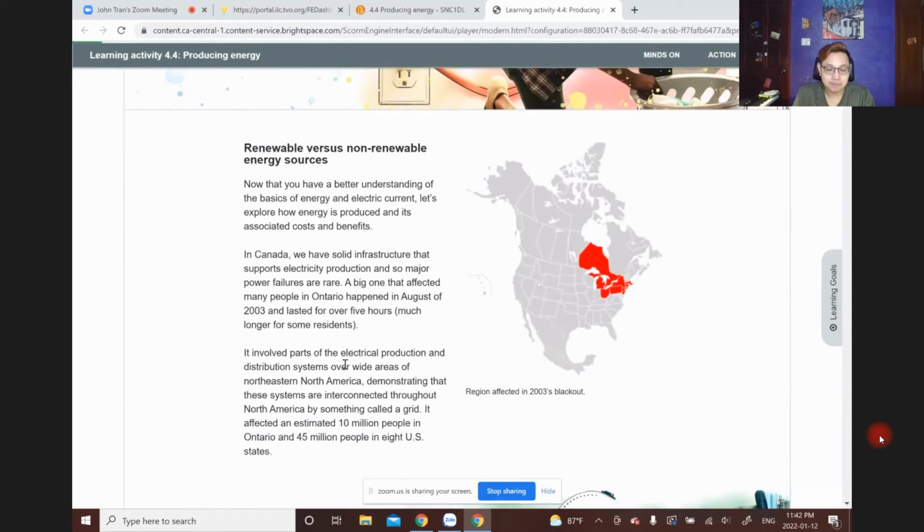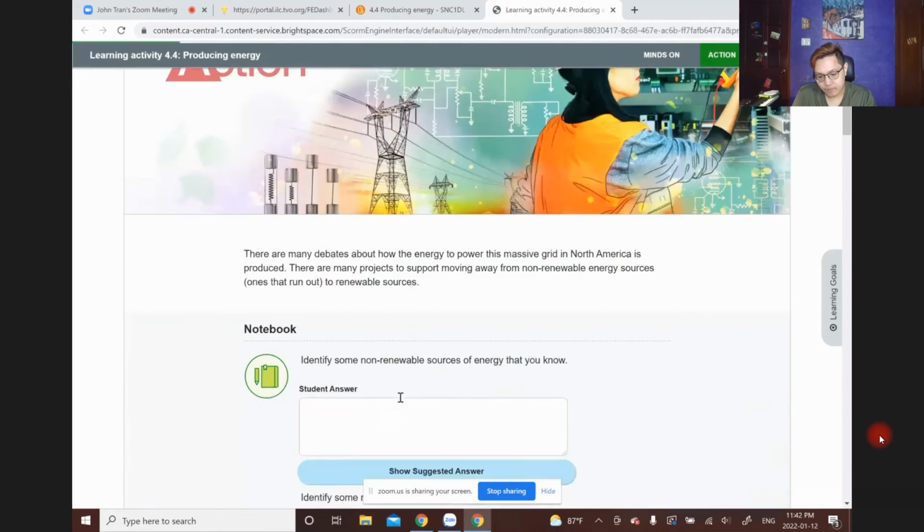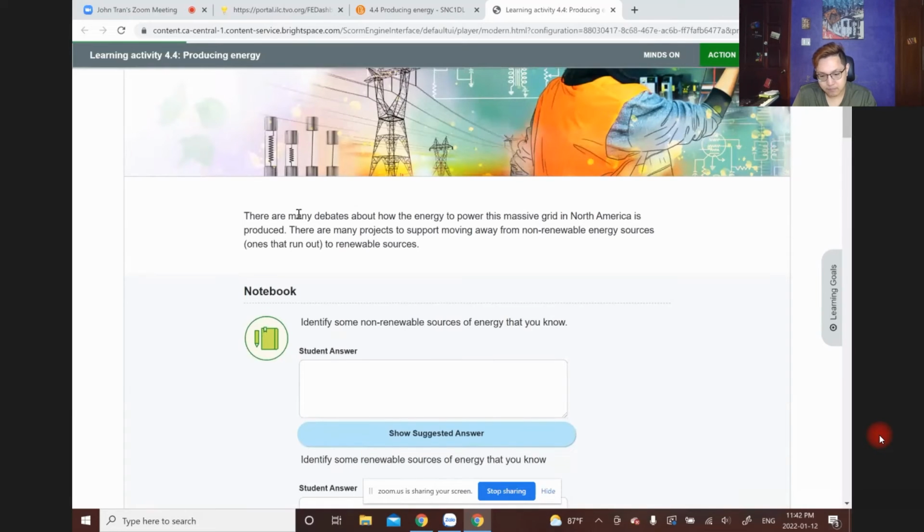Function distributions over the wide area of North America, demonstrating that these systems are interconnected throughout North America by something called a grid. It's affecting an estimated 10 million people in Ontario and 5 million people in 8 US states. There are many debates about how the energy to power this massive grid in North America is produced. There are many projects to support moving away from non-renewable energy sources to renewable sources.